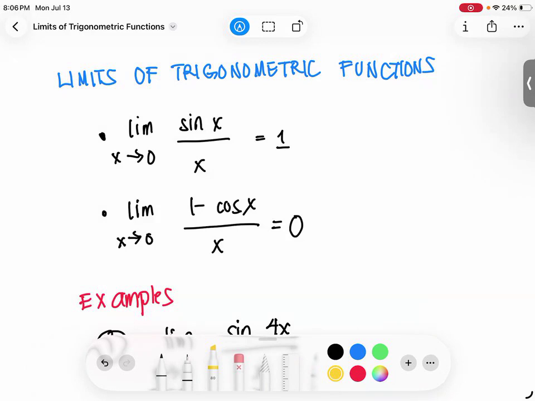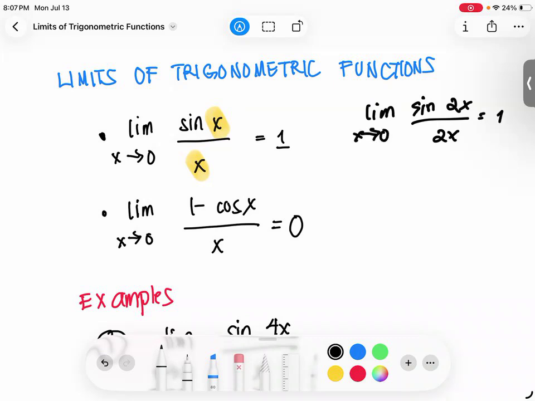Now, it is important to remember that for this identity to hold, or to be equal to 1, the input of sine and the denominator should both approach 0. And for it to be equal to 1, they should be equal. So for example, it could be something like this. Limit of sine of 2x over 2x as x approaches 0 is equal to 1.